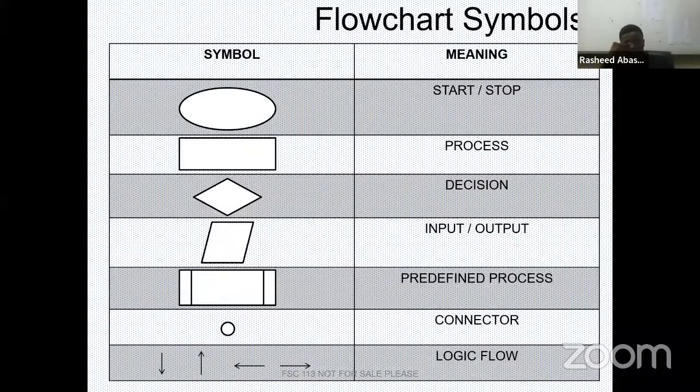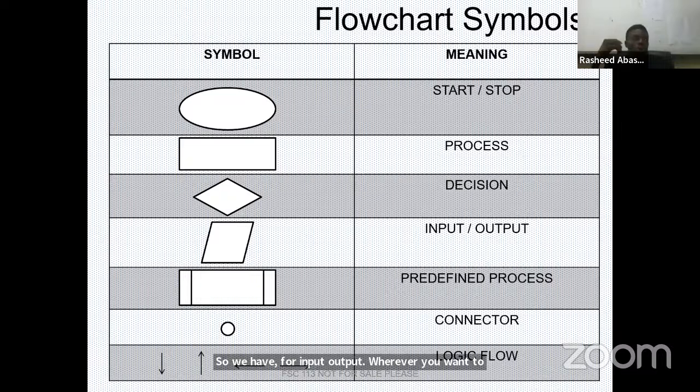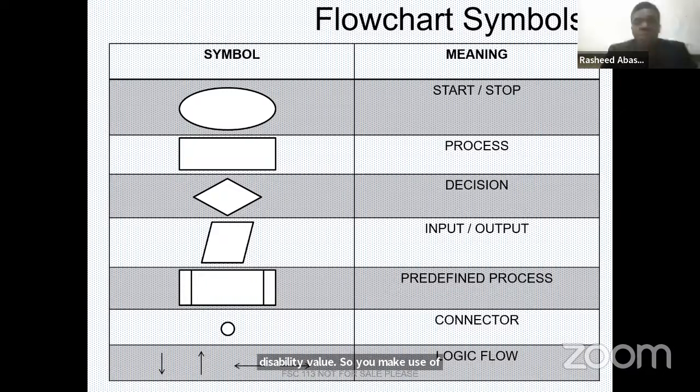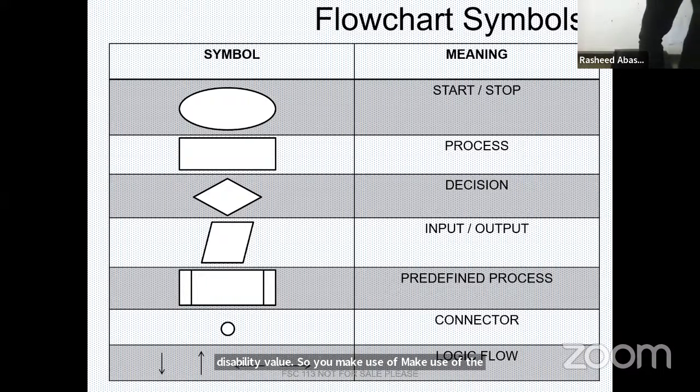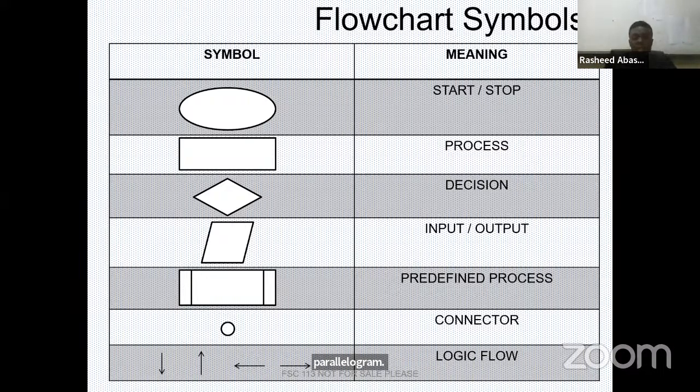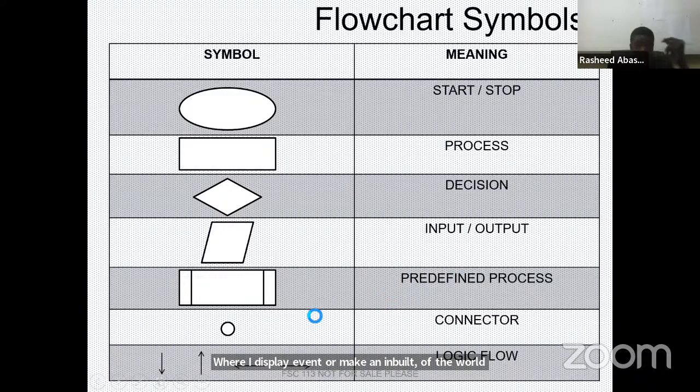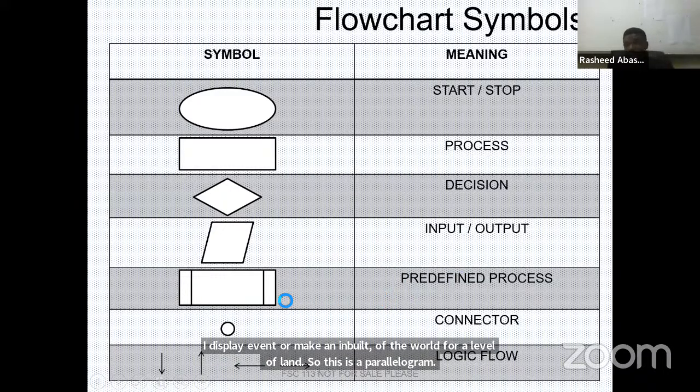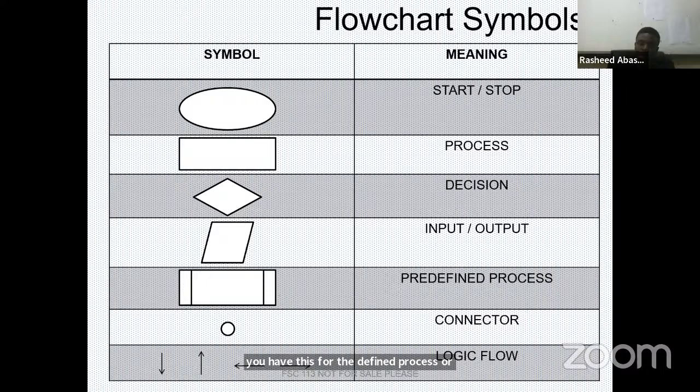So for input output, wherever you want to input or display a value, you make use of the what? You make use of the parallelogram. Wherever you display a value or make an input, you make use of the parallelogram. That's the symbol for input output. Then you have this for predefined process or routine. We'll see what that means also.